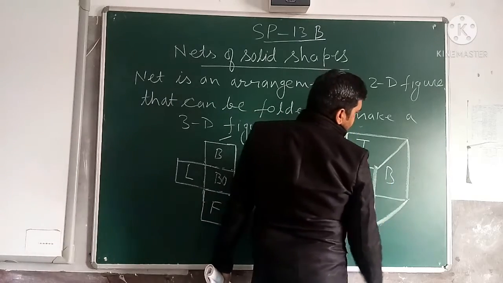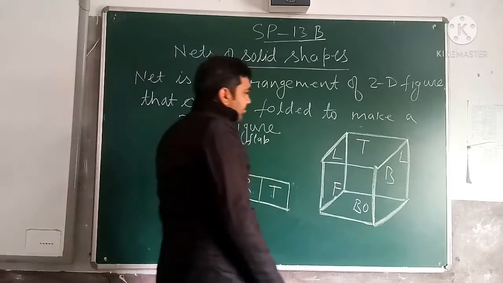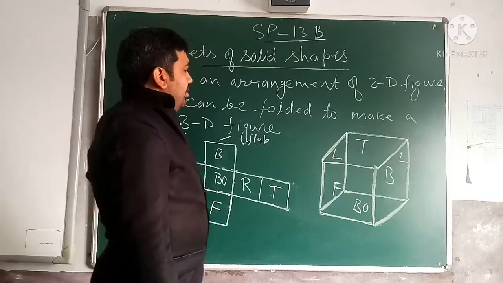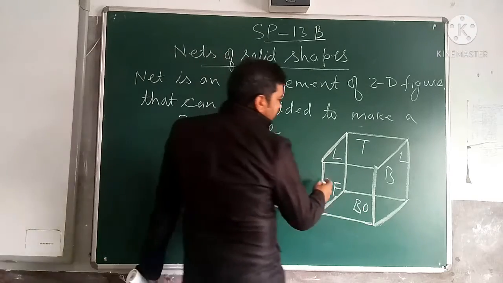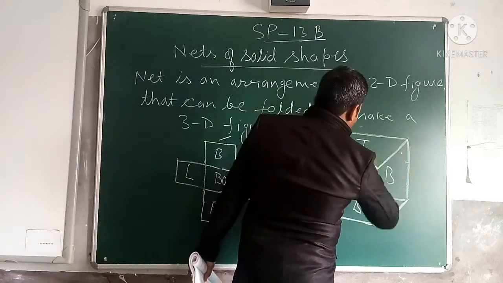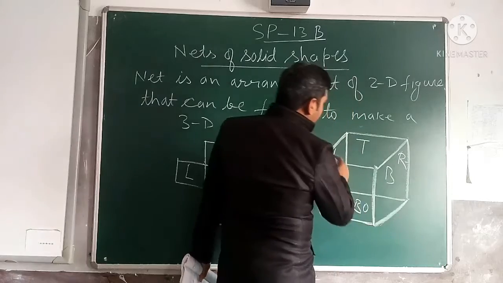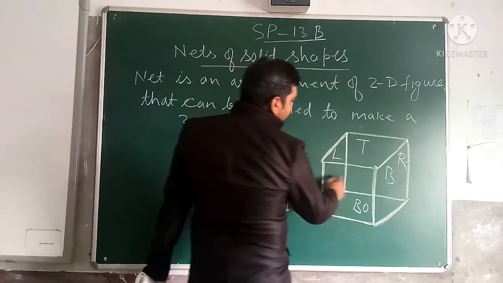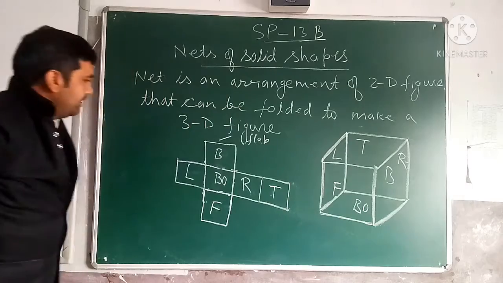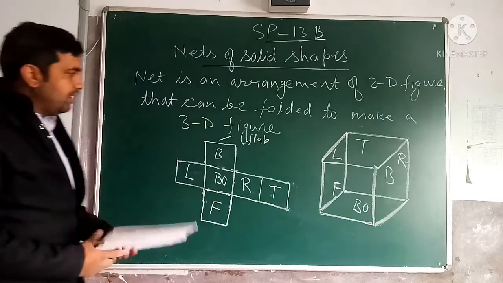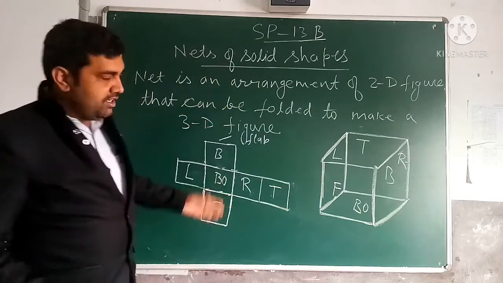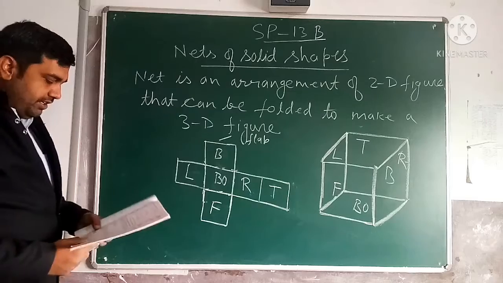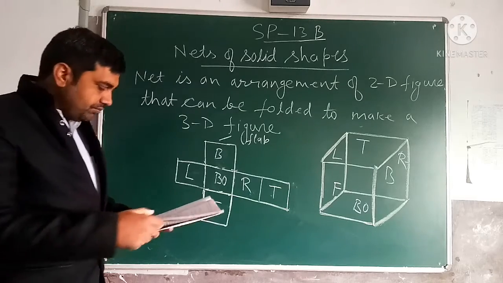This is the left face. So now you have seen this is the right face, and left is here. So left, right, top, bottom, front, back. Six faces are there. When you unfold this cube, you will get such a type of net structure, a square net structure.